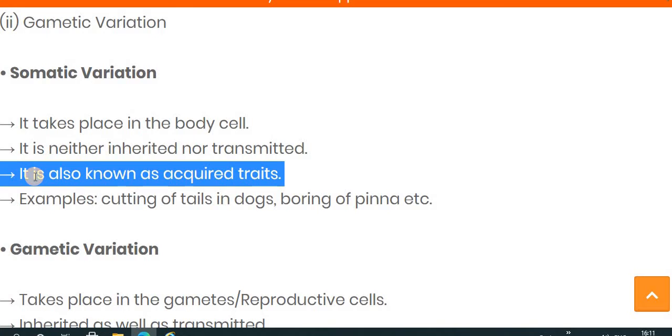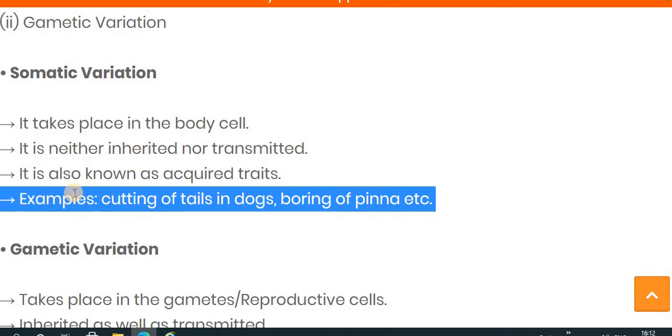It is also known as acquired traits because the organism acquires it after birth. That kind of variation is acquired after birth, so it is also known as acquired traits, and that comes under somatic variation. Examples of somatic variation are the cutting of tails in a dog, the boring of pinna, etc.